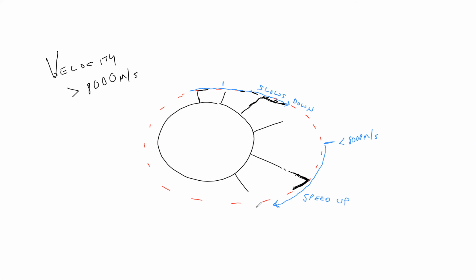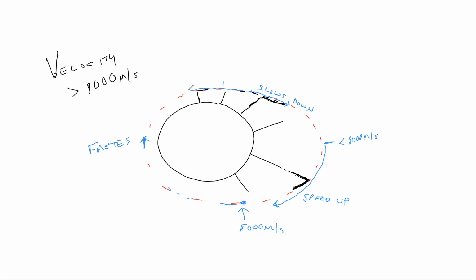And at some point we get back to that 8,000 meters per second mark again, maybe somewhere in this area right here. We get back into 8,000 meters per second, but guess what? We're still speeding up as we go around. And as a matter of fact, this point right here will be our fastest point, which causes this whole process to repeat itself.